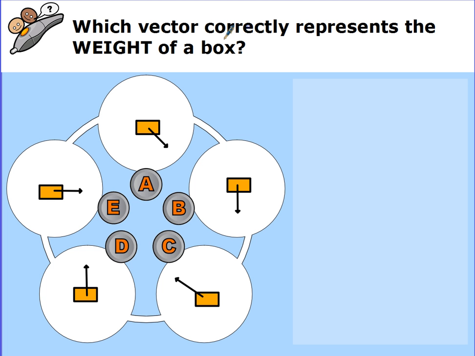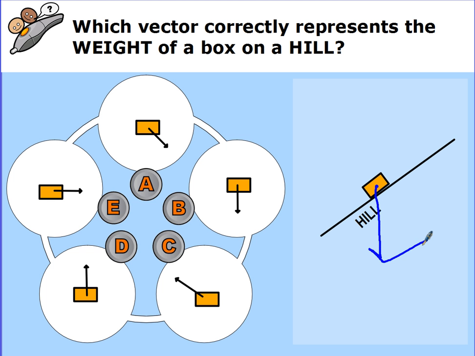Which vector correctly represents the weight of a box? You remember the weight of a box always points straight down. Which vector correctly represents the weight of a box on a hill? Now we didn't really do these, but the weight always points straight down. So again, it's B.